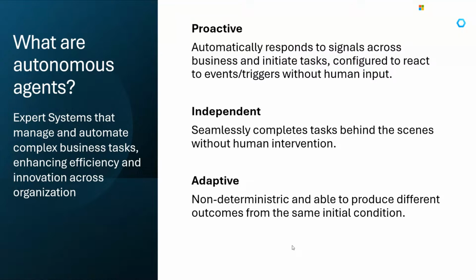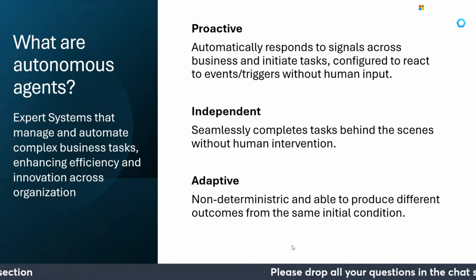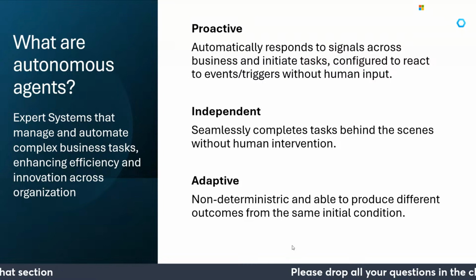Instead, there are multiple external events, without any human input, maybe whenever a new email is received from your boss or from an important customer, or you have a new sales opportunity in CRM. There can be multiple external triggers. Based on that, the agent is activated and works to complete the task. Also, these autonomous agents are completely independent, and they complete all the tasks behind the scenes without any human intervention.